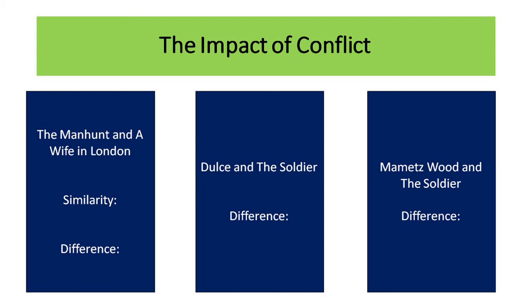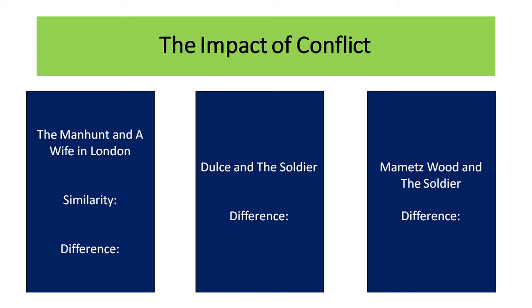Okay, so the first two poems are The Manhunt and A Wife in London. I'd like you to have a go at writing down a similarity and a difference in terms of how they present the impact of conflict. For Dulce and the Soldier, I just want you to focus on a difference, and Mametz Wood and the Soldier, I'd just like you to focus on a difference as well. So those two are slightly easier.